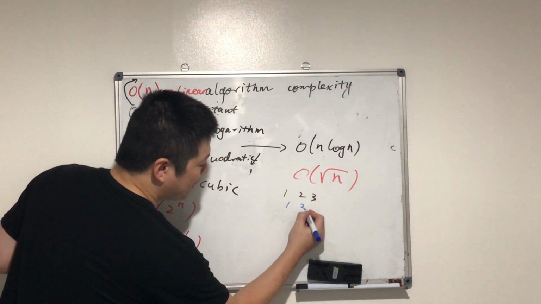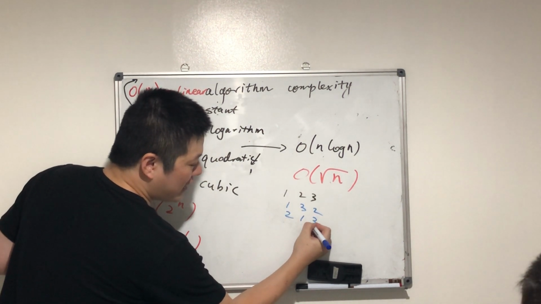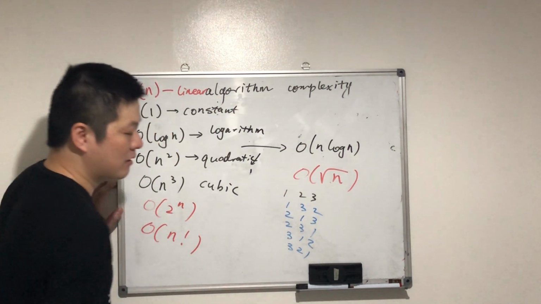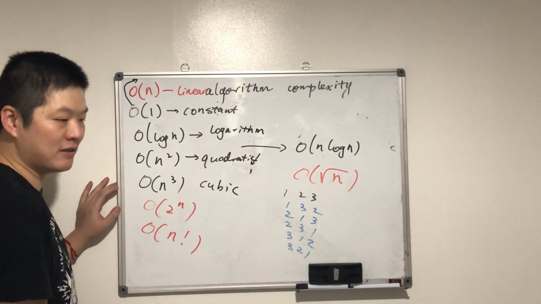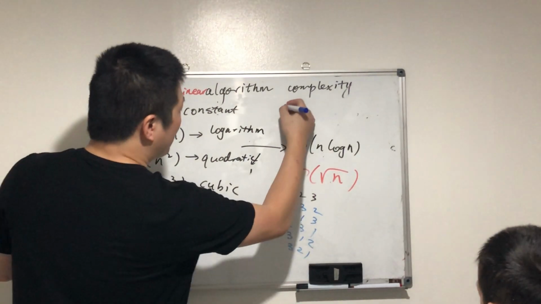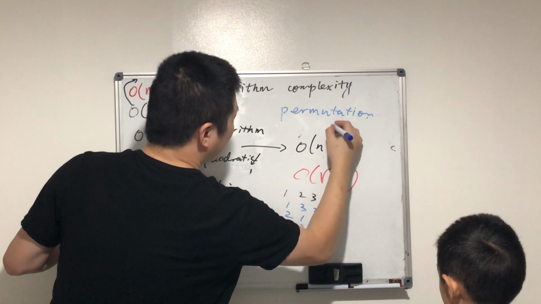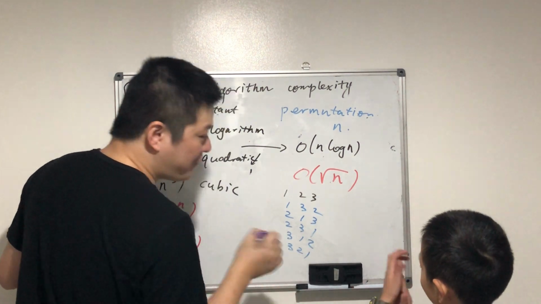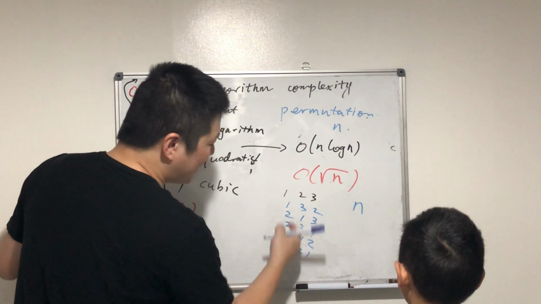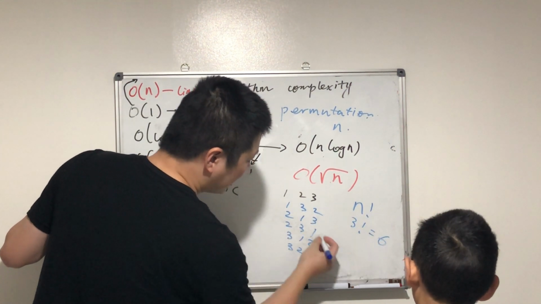1, 2, 3. 1, 3, 2. 2, 1, 3. 2, 3, 1. 3, 1, 2. 3, 2, 1. Only 6, right? Can you list any other permutation? We call it permutation. Permutation of n items is n factorial. Do you understand why? For these three numbers, 3 factorial equals 6. So there are 6 solutions.